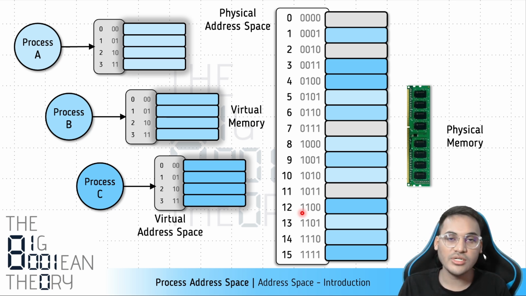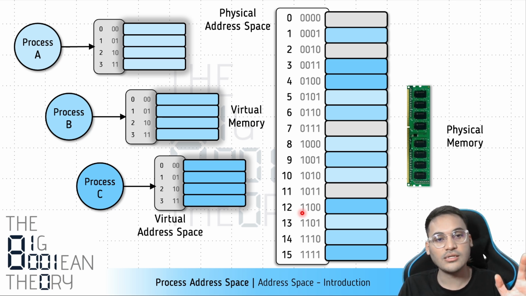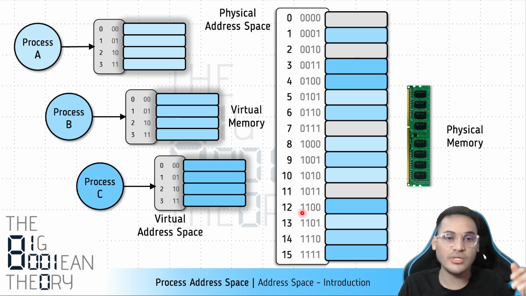In the computer system, there is a physical memory. It has the data for all the processes. It has the physical address space. Only the operating system has complete access over the physical address space. The individual processes do not have access to this.